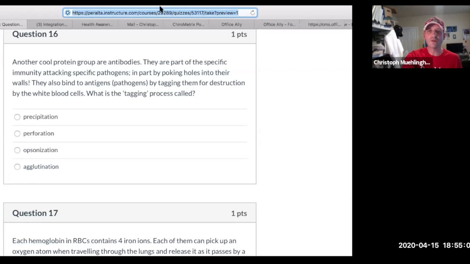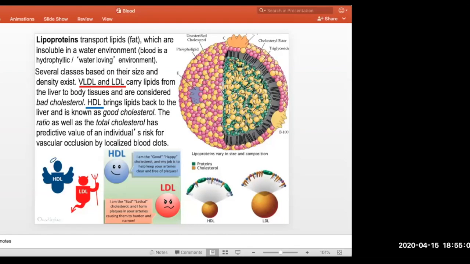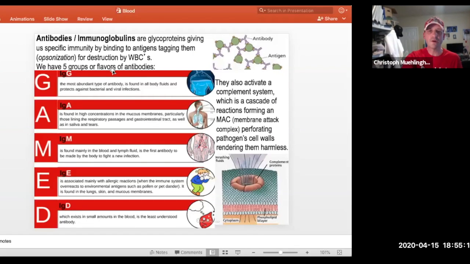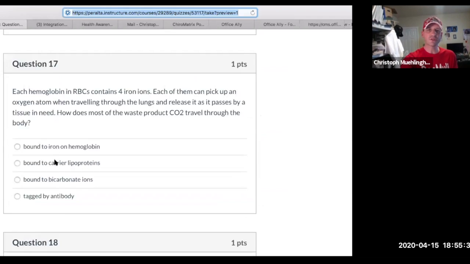Opsonization. Perfecto. There you go. Tagging them is opsonization. That's a big one. And another one is they collectively poke holes into the cell wall of a pathogen and then destroy it that way. Once you destruct the cell membrane, you can pretty much destroy the problem, or the pathogen. That's a disruptive force. So that's perfect.